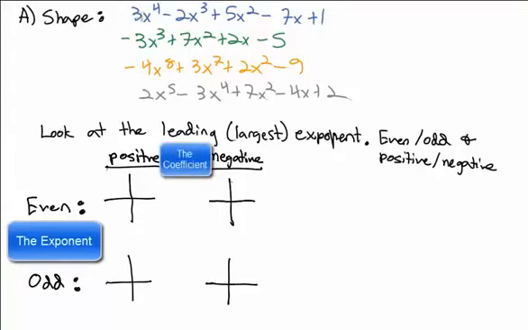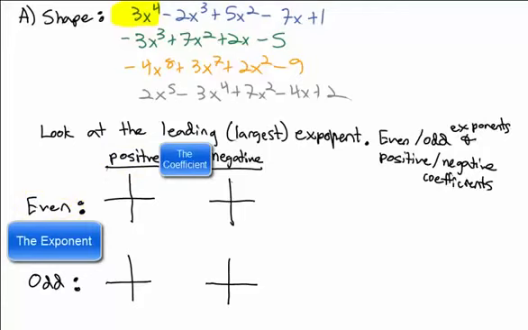So the first graph, looking at the leading coefficient, is a positive 3. Actually, I should probably be a little more specific. Positive and negative coefficients, and even or odd is talking about the exponents. Both parts tell us something. So first, 3x to the 4th has an even exponent, and the coefficient 3 is positive.